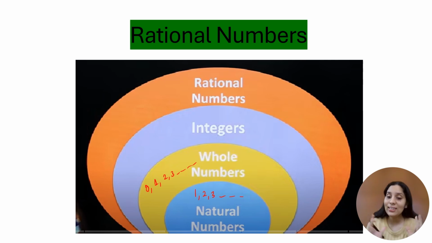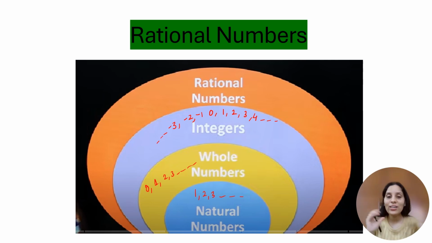Now, what are integers? Integers are a combination of natural and whole numbers. So, we anyways have 0, 1, 2, 3, 4 and so on. Along with this, we also have negative numbers which are less than 0. So, basically, I'll write here -1, -2, -3 and so on. So, integers are a set of positive and negative numbers including 0.